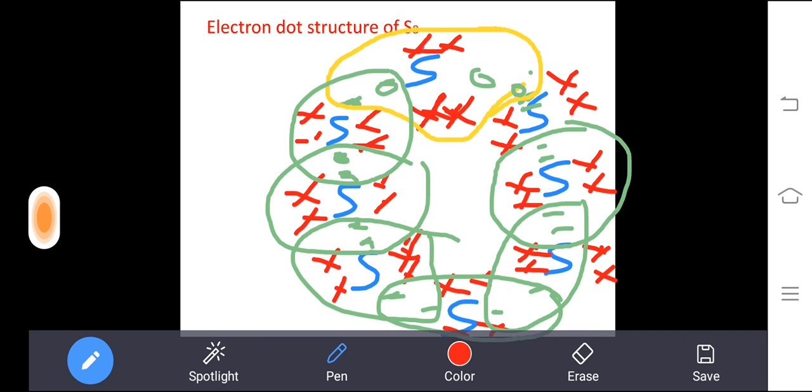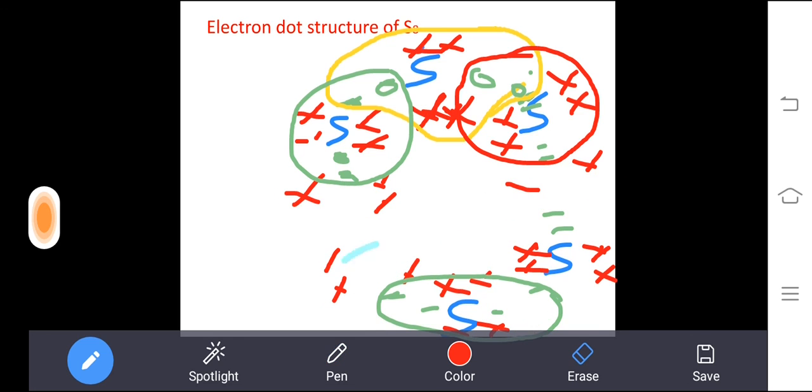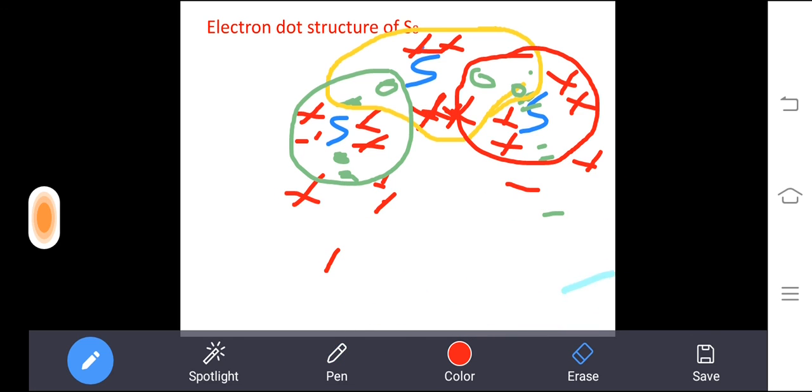The last sulfur, if you see, this one: these 2 are shared with one sulfur, and these 2 are shared with the other sulfur. Okay, that's all, students. So if you count the electrons in each circle, it will have 8 electrons, so that each sulfur has an octet configuration. It will come like a ring, or if you draw vertically it will come like an egg shape. So this is the simplest way to draw the electron dot structure.